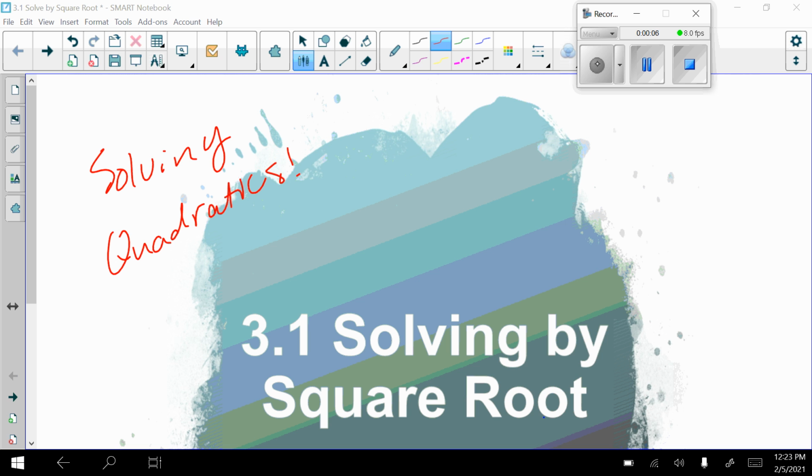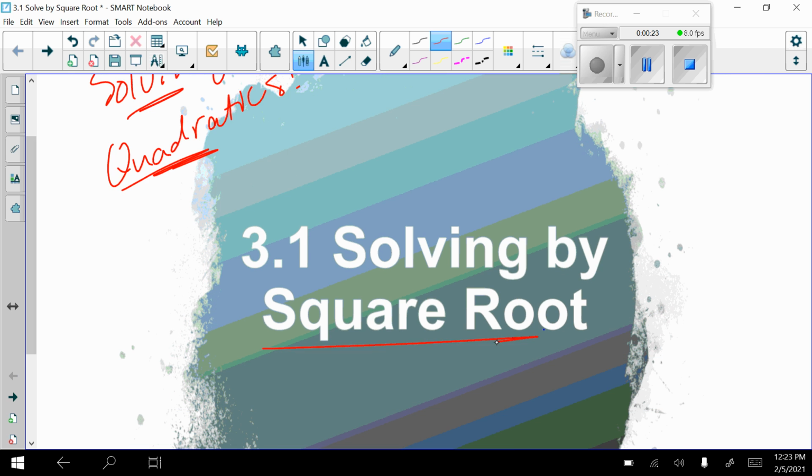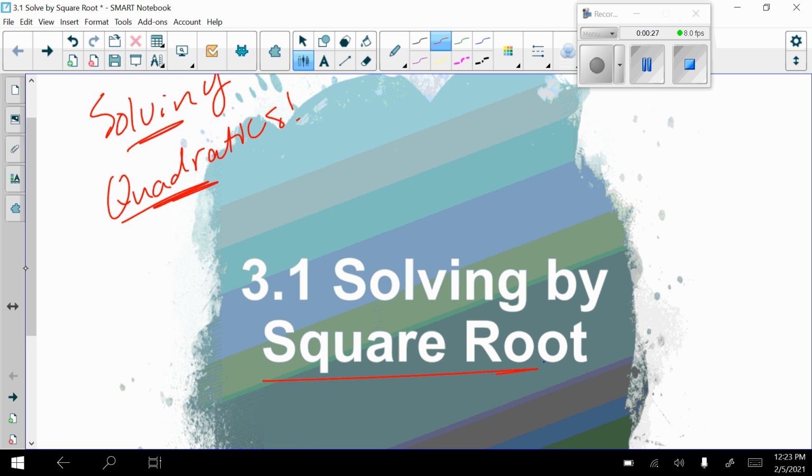In this video, we're going to continue talking about solving quadratics. This is what we started talking about in class last week. We're going to talk about a couple different methods of solving quadratics. We did factoring last week, and this video is going to be all about solving by using square roots. So I'm going to show you what that means, show you how we do that.